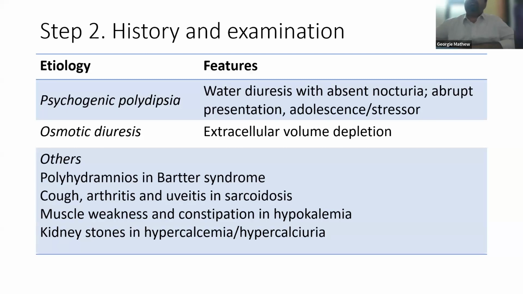However, because of compulsive drinking during the daytime, they have a large urine volume and a large intake of water. But at night, this is abruptly stopped. These usually present abruptly, with adolescence or a stressor being the background of this condition. Osmotic diuresis usually leads to significant extracellular volume depletion. These other features you should also keep in mind when you are looking at the history and examination of a child with polyuria.